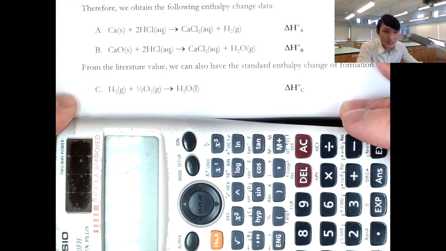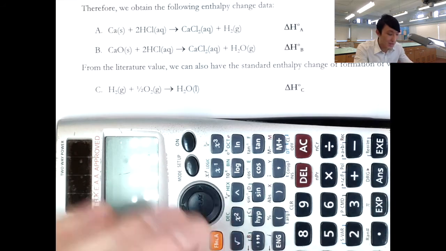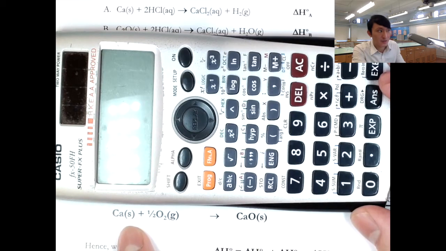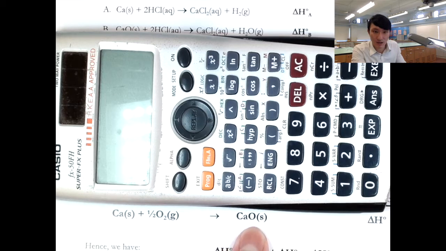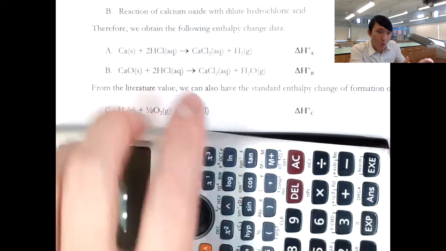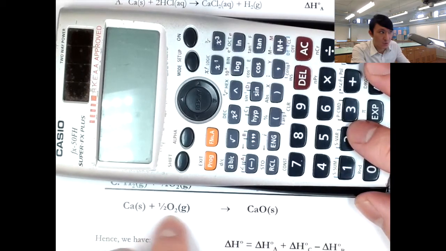It's like mathematics, but instead of having terms that are added together to find the sum or the result, this time we do it the other way around. We want to combine the equations, but we start from the final result. We want to know what we want at the end. So what we want is calcium reacts with oxygen to form calcium oxide. We try to think how we can arrange these equations so that when they are added together, we are able to get the final result that we want.